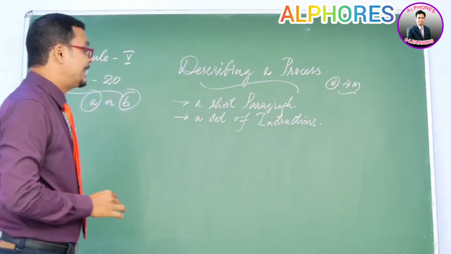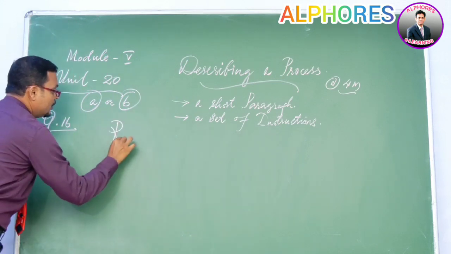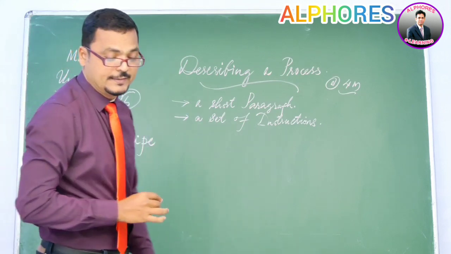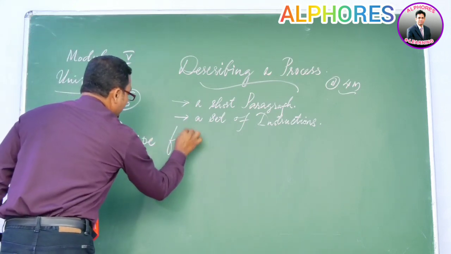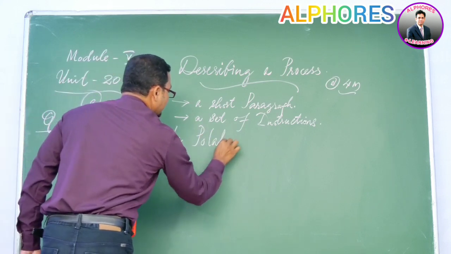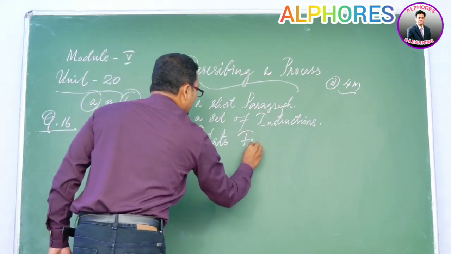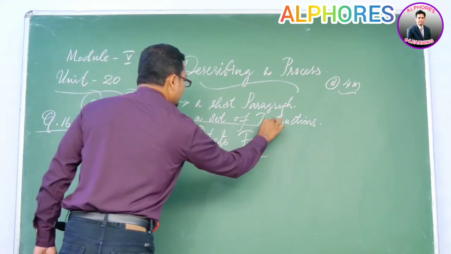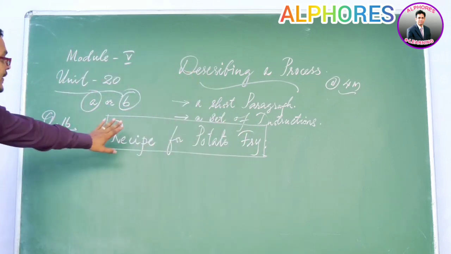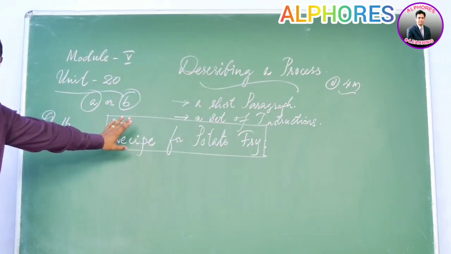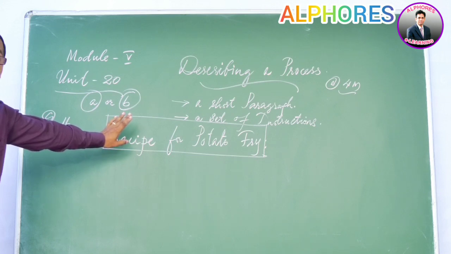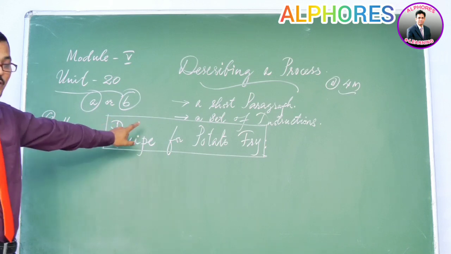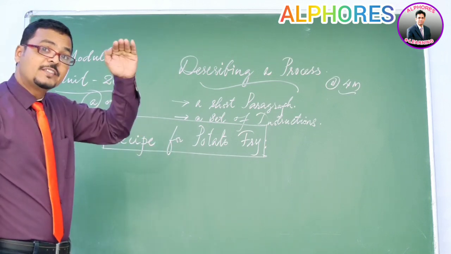Let us title it, always you should write a title: Recipe for potato fry. This one shall be taken as the title. So always give the title to the describing process that you are presenting in the answer sheet. Give the title as per the question. Recipe for potato fry. Now, various steps to be followed.